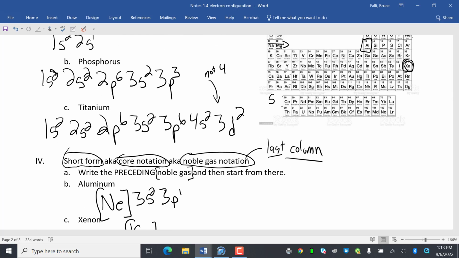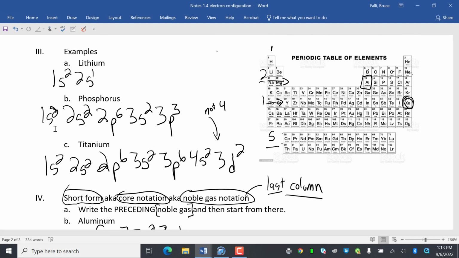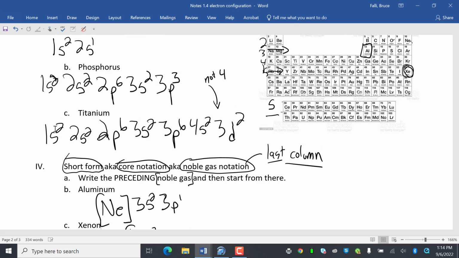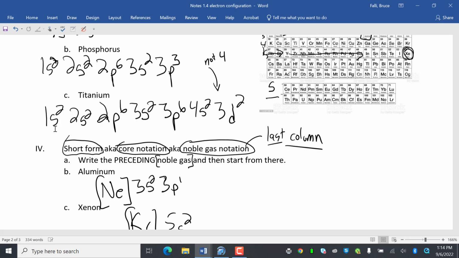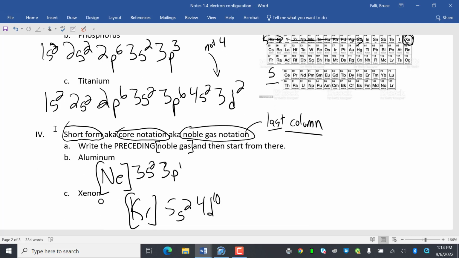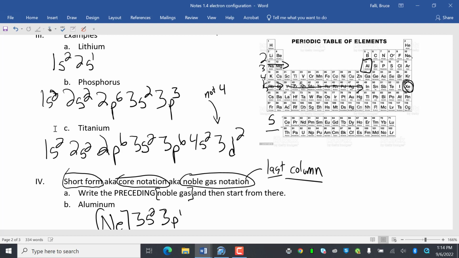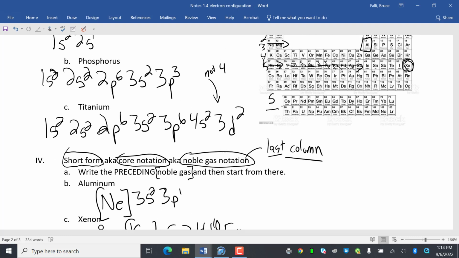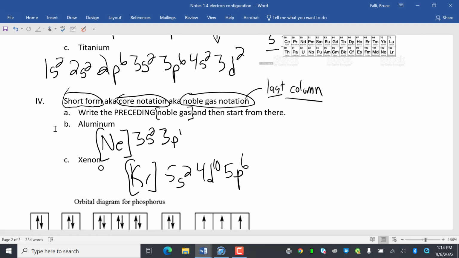Krypton takes me up to 36, so now I have 37 and 38, which is 1, 2, 3, 4, 5. So it's 5s2. And then I have this D block right here. 4d10. And if I count them out, there's 10. 1, 2, 3, 4, 5, 6, 7, 8, 9, 10. And now I'm back up to 5. 5p. 1, 2, 3, 4, 5, 6. So if you have memorized what they are, it helps.